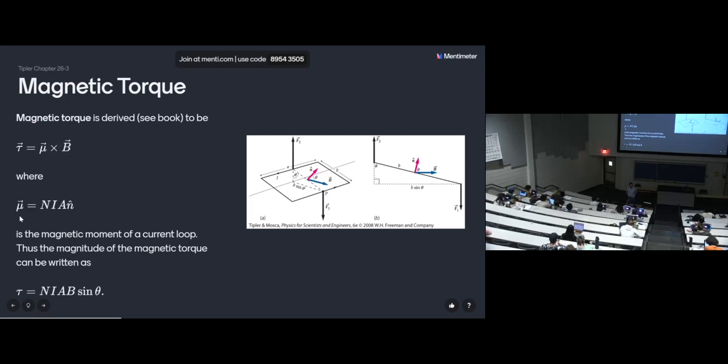loop. So if you just take a wire and you continue to loop it over itself and over itself and over itself, you count the number of loops, then that would be N times I, the current, times A, the area that the loop makes, times n hat, which is the direction that is normal to the plane of the loop. So torque, at least the magnitude of the torque, is going to be NIAB times the sine of theta.